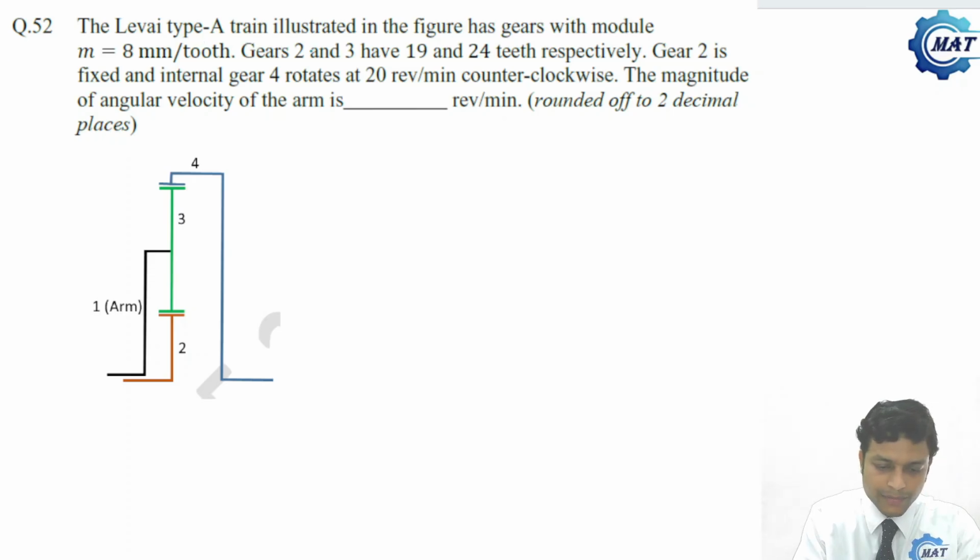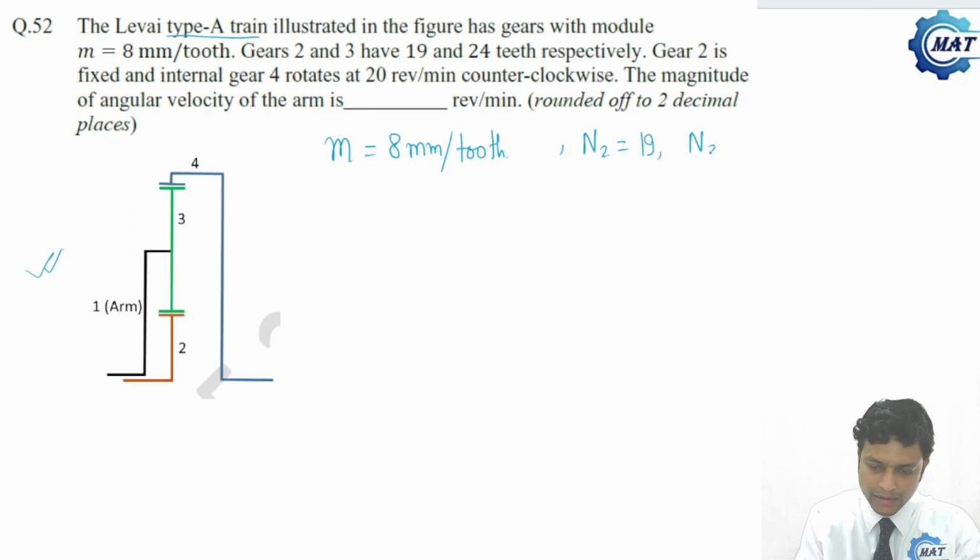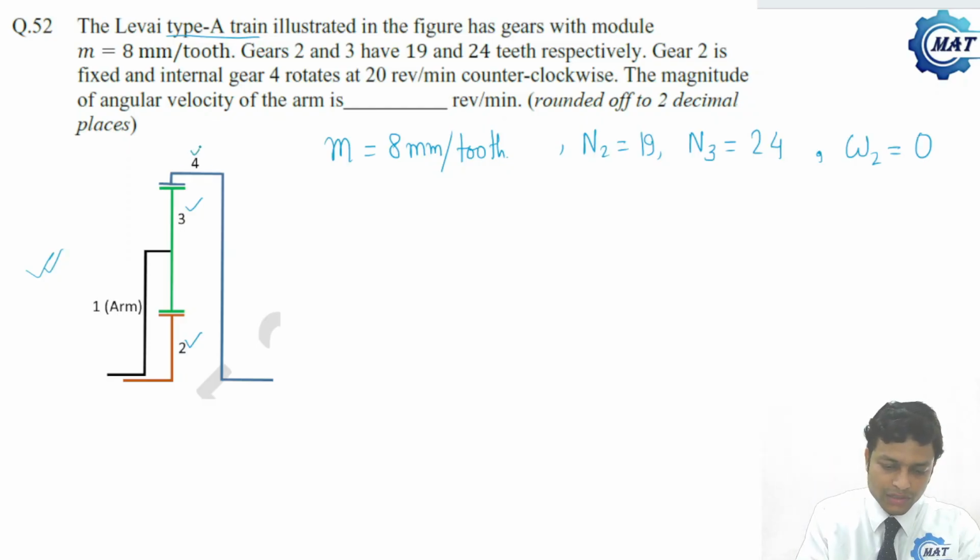The Levy type A train, this is a gear train illustrated in the figure. This is the figure. It has gears with module 8 mm. Gear 2 and 3 have 19 and 24 teeth, so N2 is 19 and N3 is 24. This is gear 2, this is gear 3. Gear 2 is fixed, that is, we can write omega 2 is 0. And internal gear 4, so this is an internal gear.